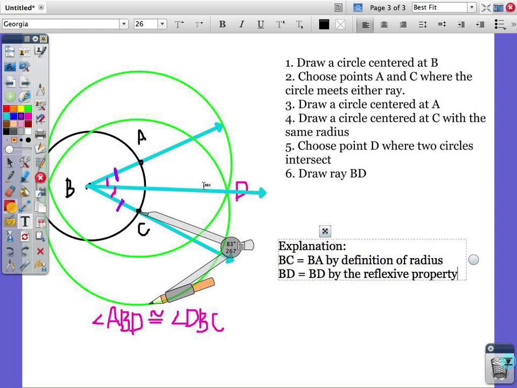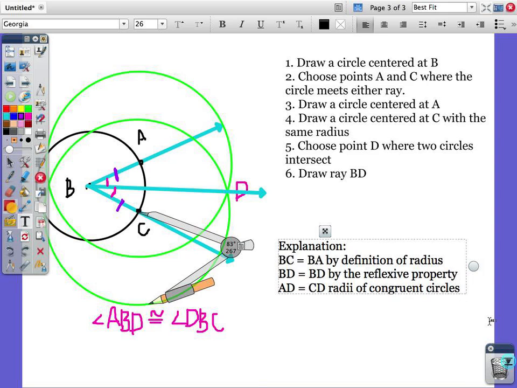What else can we say is congruent? AD is congruent to CD. Why? Definition of radius. They are both radii of congruent circles. They're not radii of the same circle, but the circles that we use to make them are congruent, so they can be congruent. So we've said AB is congruent to BC, BD is congruent to BD, and AD is congruent to CD.